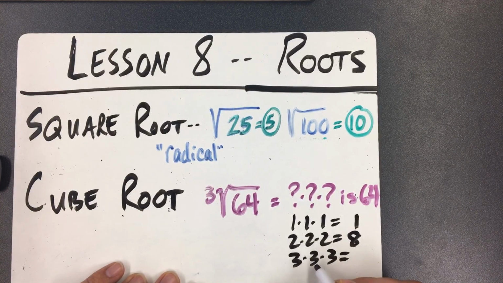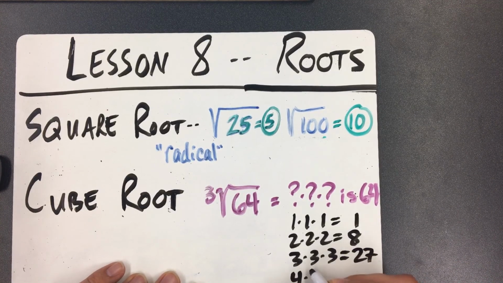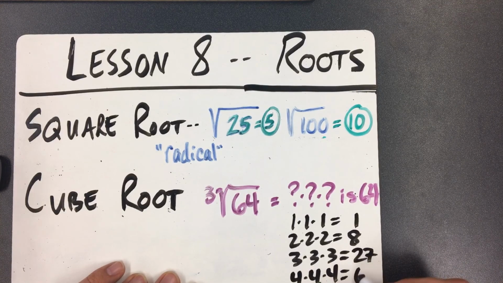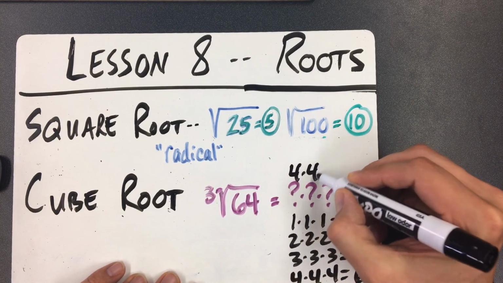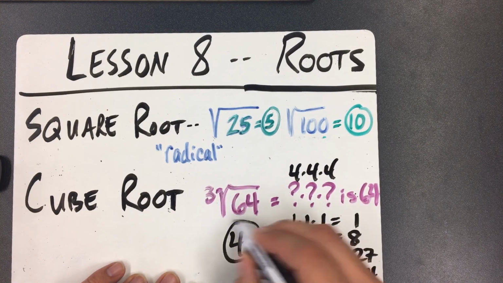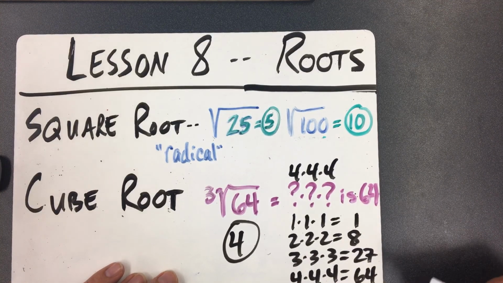Let's see. 3 times 3 is 9. 9 times 3 is 27. No. Is it 4 times 4 times 4? 4 times 4 is 16. 16 times 4. It is 4 times 4 times 4. So the answer to this question would be 4. Okay, do you see how I did that, though? I just started with the smallest number and worked my way up.